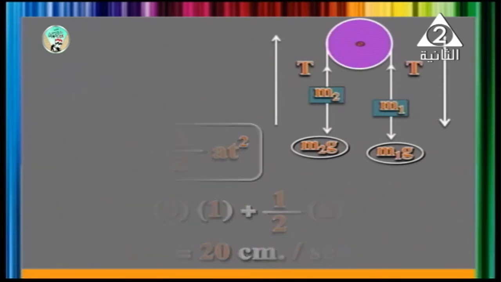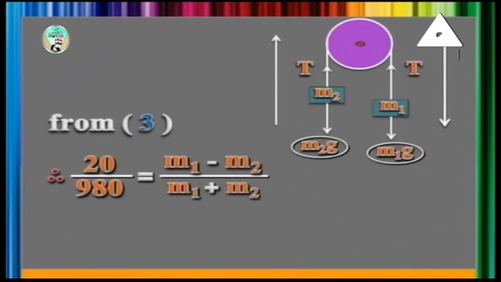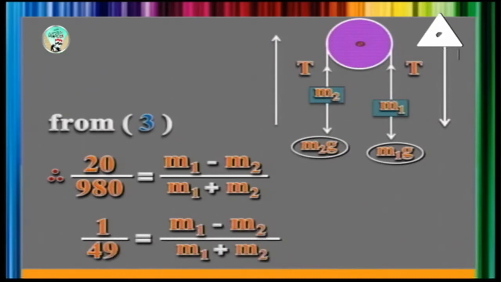My dear student, from equation 3, by substitution, find the value of M1 and M2. You know that G is 980. After we find the acceleration A, 20, then M1 minus M2 over M1 plus M2 equals 20 over 980, or by simplifying equals 1 over 49. By using cross multiplication, 1 over 49 equals M1 minus M2 over M1 plus M2.